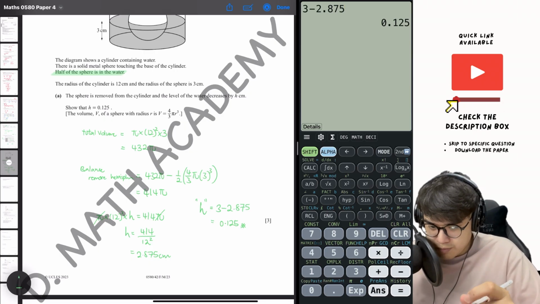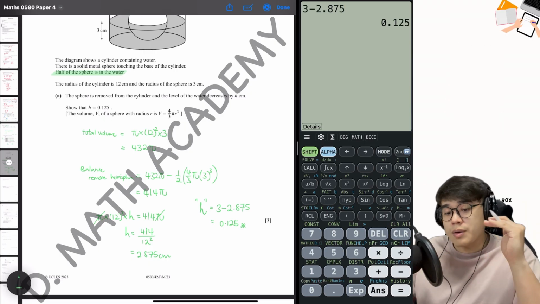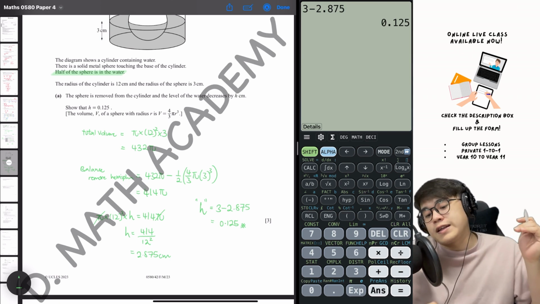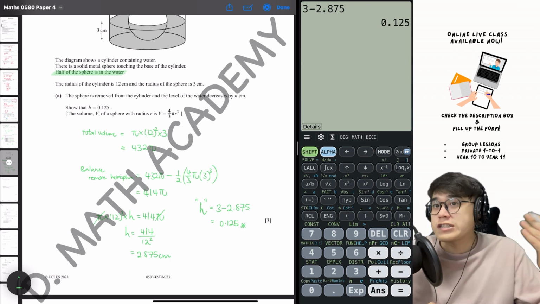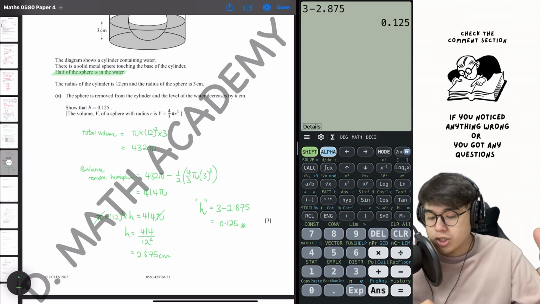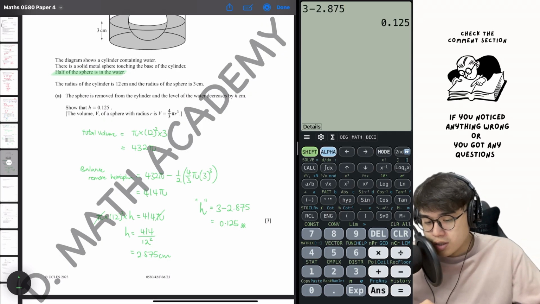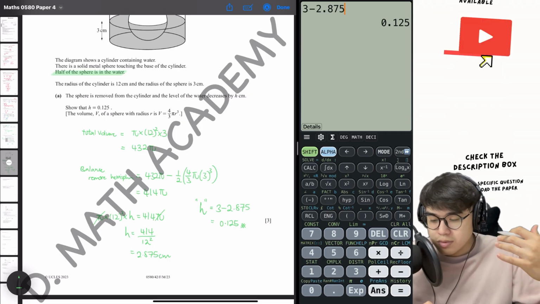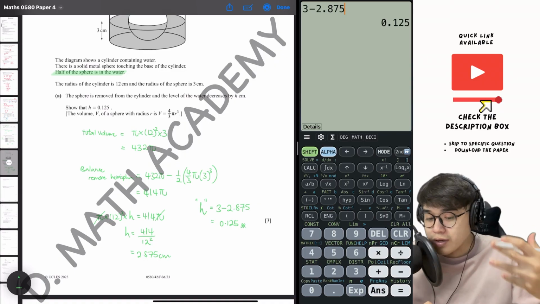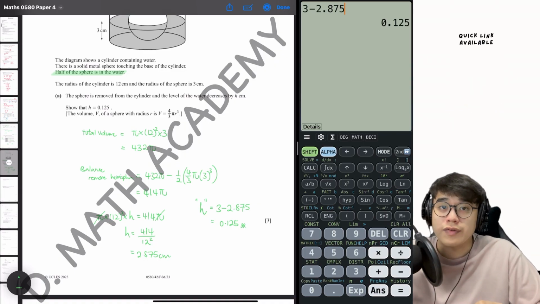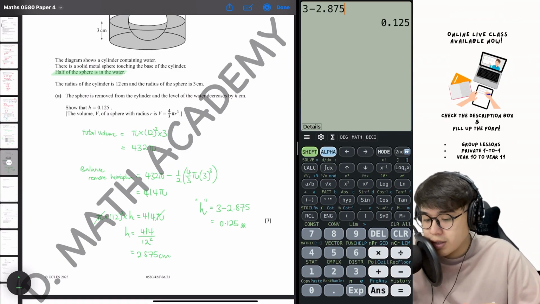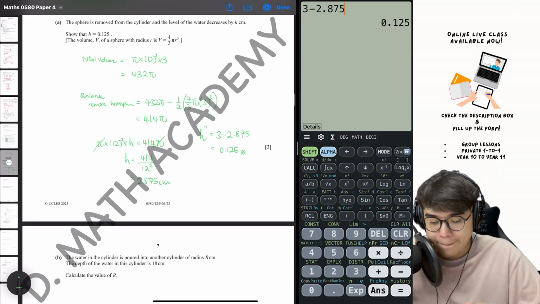Quite tricky, because if you miss out on the term about half of the sphere, then you would have minus the entire sphere instead, which causes you to get an answer that is not even close to the h they're looking for here. Please be careful and don't fall for the trap.